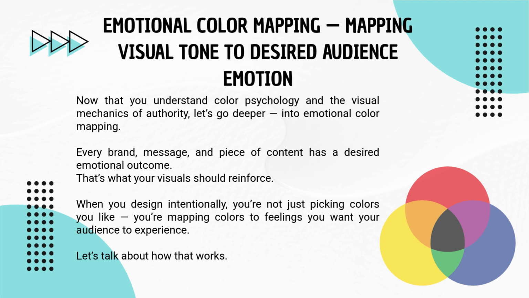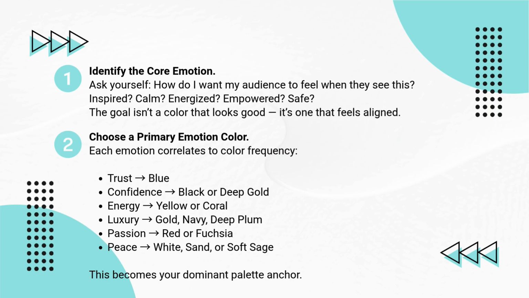And let's talk about how this works, because I know y'all are probably like, what the hell is emotional color mapping? So, number one, identify the core emotion. Ask yourself, how do I want my audience to feel when they see this? Do I want them to feel inspired? Do I want them to feel calm, energized, empowered, safe? There's tons of feelings you could make them want to feel. The goal isn't a color that looks good, it's one that feels aligned, especially with your brand.